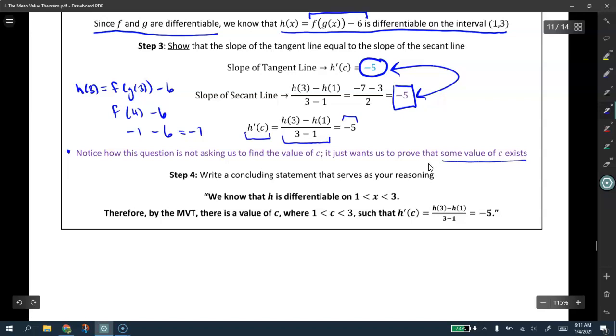So we're going to go ahead and write a concluding statement. Again, notice how I first established the precondition. Very important. We know that h is differentiable on 1 to 3. And therefore, by the mean value theorem, there is a value C, where C is in the interval 1 to 3, where h derivative of C is equal to h of 3 minus h of 1 divided by 3 minus 1, which is actually equal to -5.